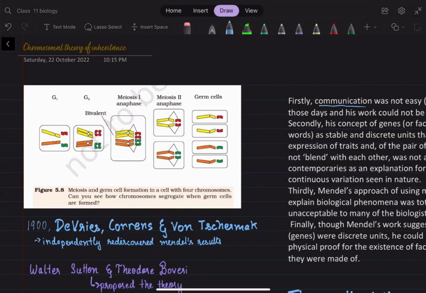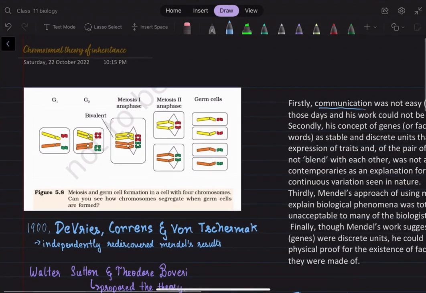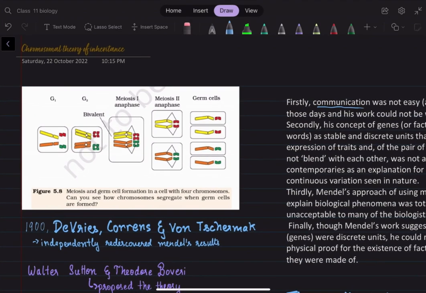In the last video we did the law of independent assortment, and in this video we'll be doing the chromosomal theory of inheritance. So Mendel actually published his work somewhere around 1865, but it was not recognized till 1900.